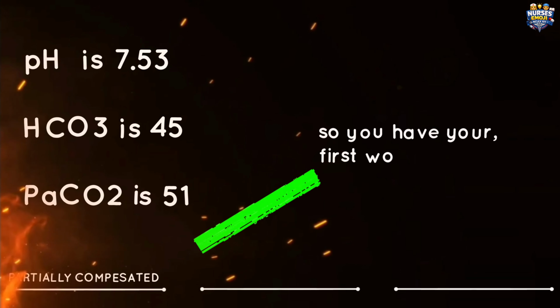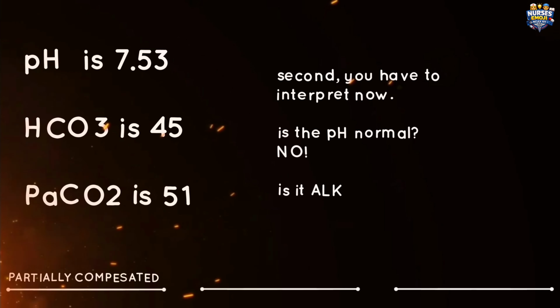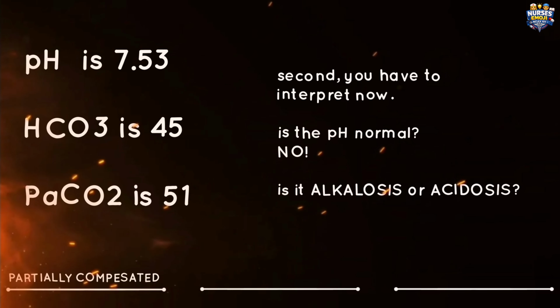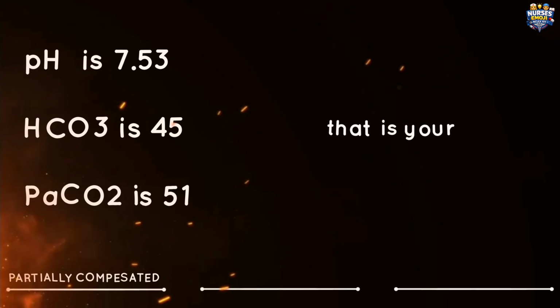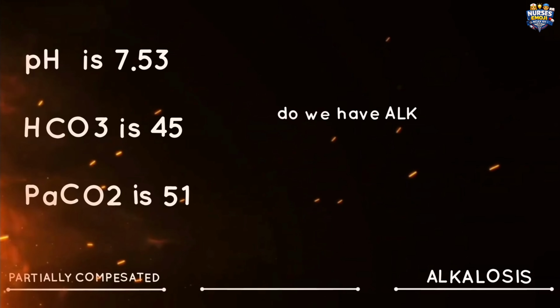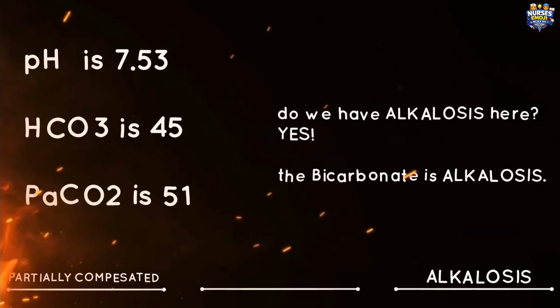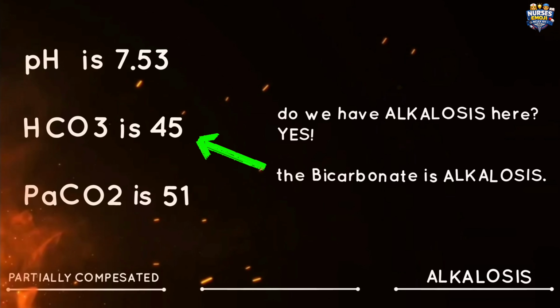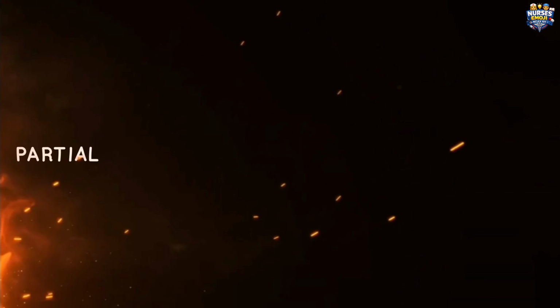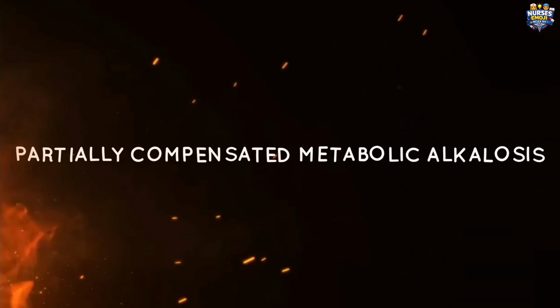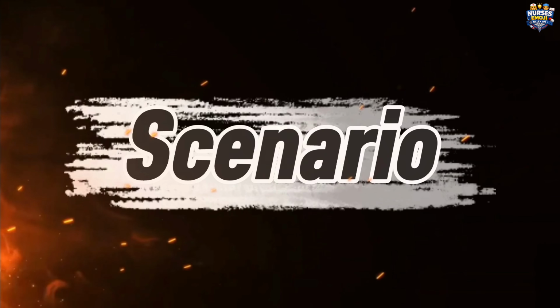So you have your first word now. Second, you have to interpret. Is the pH normal? No. Is it alkalosis or acidosis? That is your alkalosis. Do we have alkalosis here? Yes. The bicarbonate is alkalosis. pH and bicarbonate are paired, so it's metabolic. Partially compensated metabolic alkalosis.